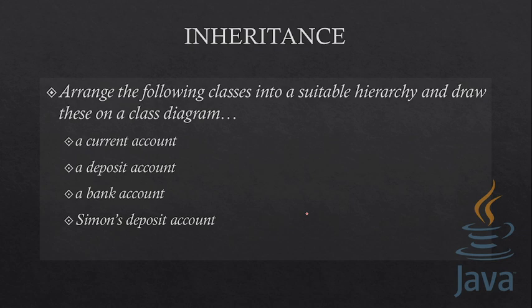Okay, so here we have an activity. Arrange the following classes into a suitable hierarchy and draw this on a class diagram. Here we have a current account, a deposit account, a bank account, and Simon's deposit account. Let's try to create a simple UML, deciding which is the general class and which are the subclasses.